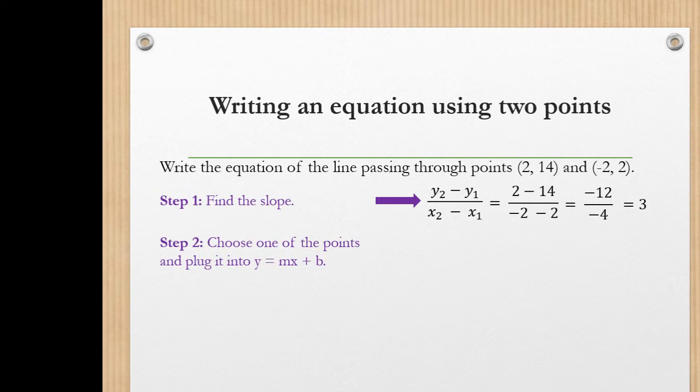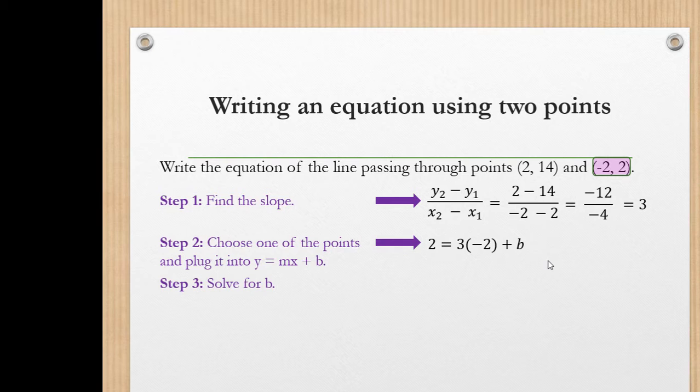Second step is to choose one of the points and plug it into y equals mx plus b. I am going to choose the second pair. You guys can choose the first one if you like. You should get the same answer. So we're going to plug it in. The y value is 2 equals, slope is 3, times the x value, which is -2, plus b.